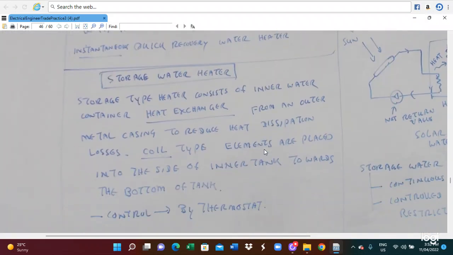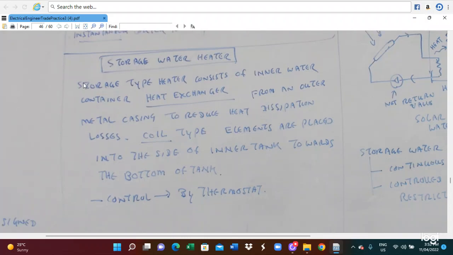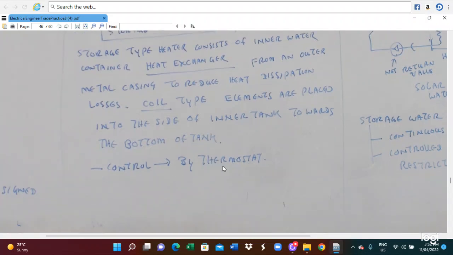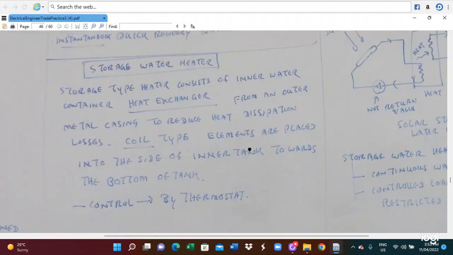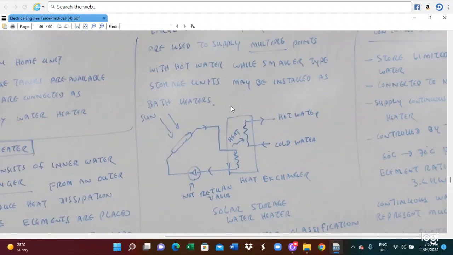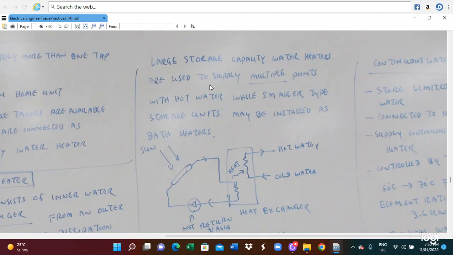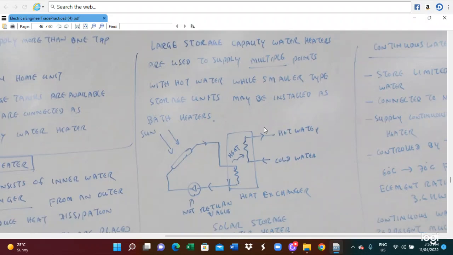Storage water heater type consists of the inner water container. It includes a heat exchanger from the outer metal casing to reduce the heat dissipation losses. Coil type elements are placed into the side of the inner tank towards the bottom of the tank, so it can be controlled by the thermostat. So this is the controls diagram, hot water input here. Large storage capacity heaters are used to supply multiple points with hot water, while the smaller storage units may be installed as in the bath heater.